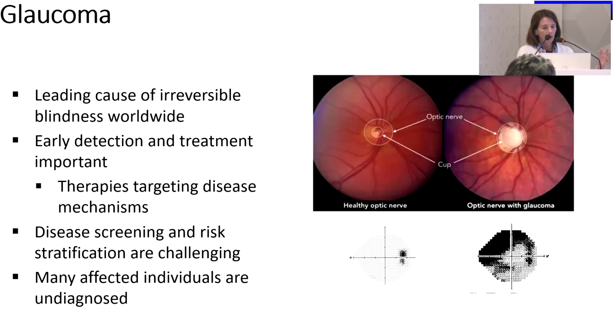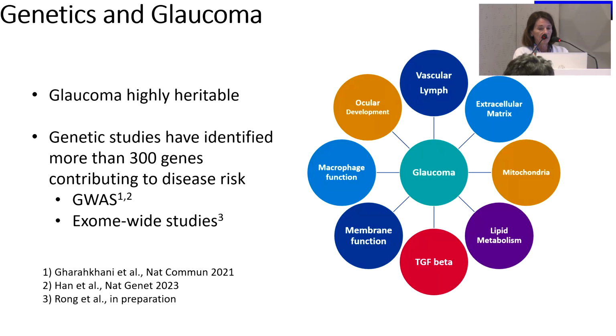I think you all know, so I'm not going to spend a lot of time here, that glaucoma is an important cause of blindness throughout the world. Importantly, early detection and treatment are necessary to preserve sight in affected people. But disease screening and risk stratification are challenging. It's hard to identify people who are truly at risk before they develop damage to their optic nerve, and as a result, many affected individuals are undiagnosed.